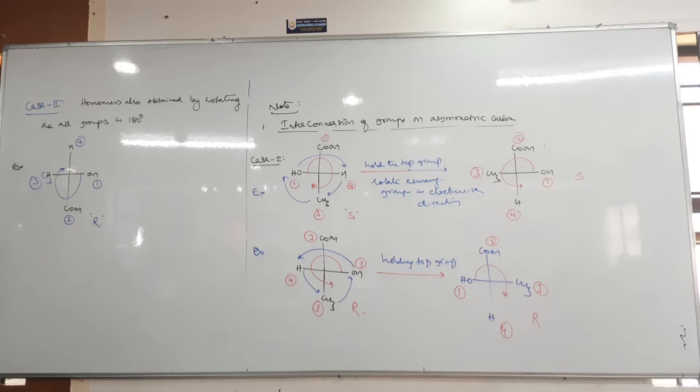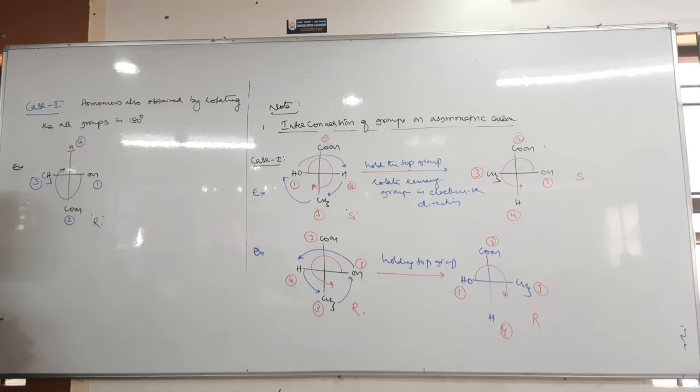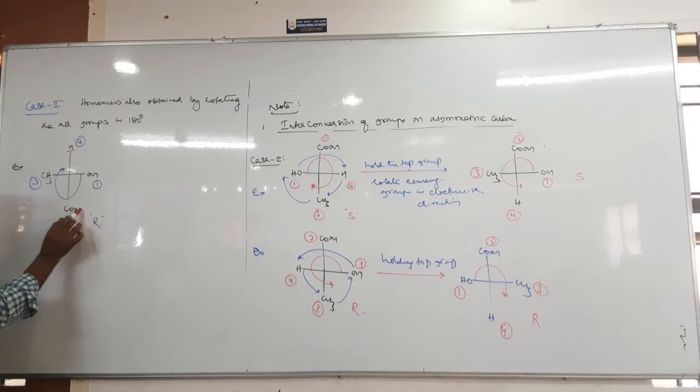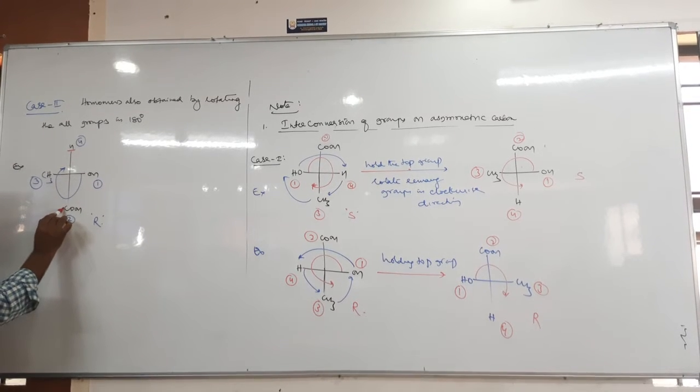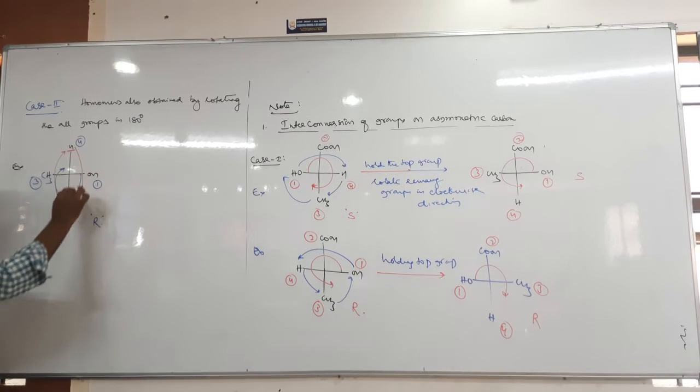But now I want to interchange all the groups by 180 degrees. How? It means I want to bring this H down. Why? In Fischer projection, which group should be written on top? The most oxidized group. The most oxidized carbon should be placed on top. That is the condition in Fischer projection. Therefore, now I want to bring this group here. Then what to do? This H bring here.